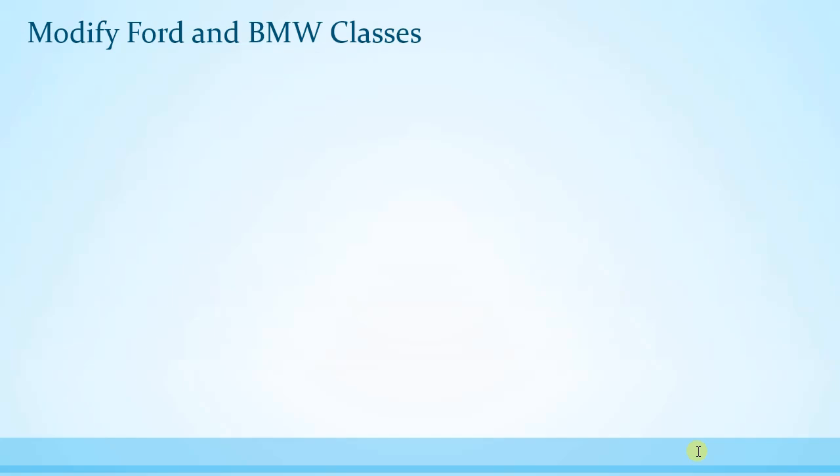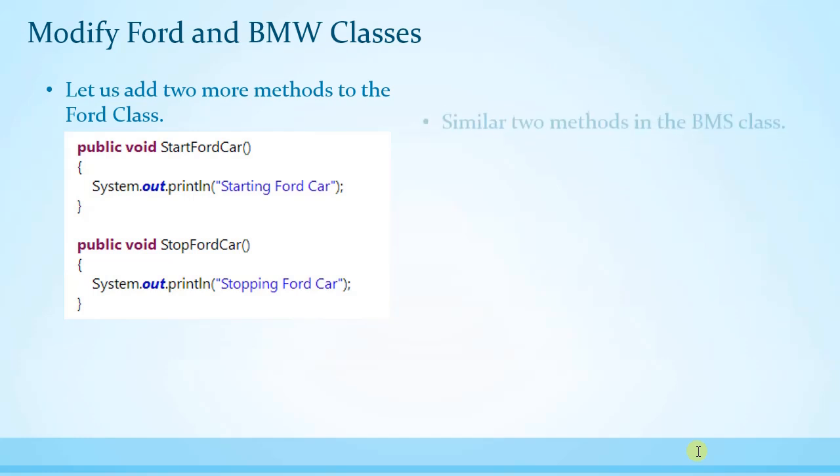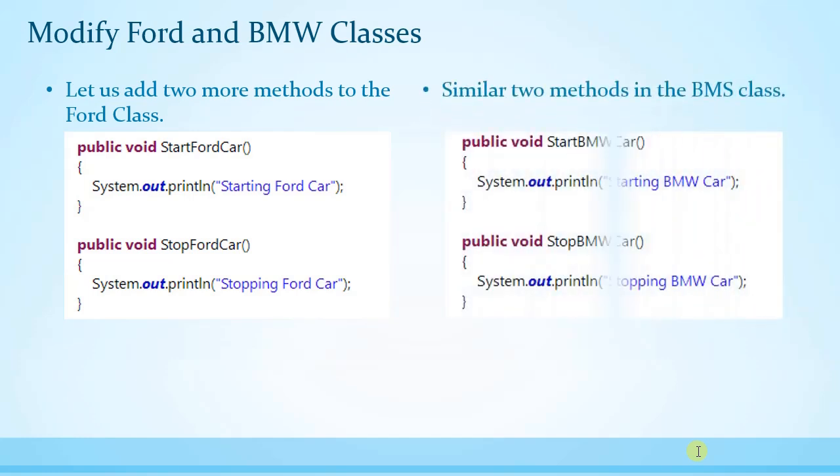So to experiment further, let us first add two methods to our Food class. The methods are startFoodCar and stopFoodCar. So these are the two methods we are going to add for our Food class. Then we will add similar two methods in our BMW class. So we will have these two methods in our BMW class.